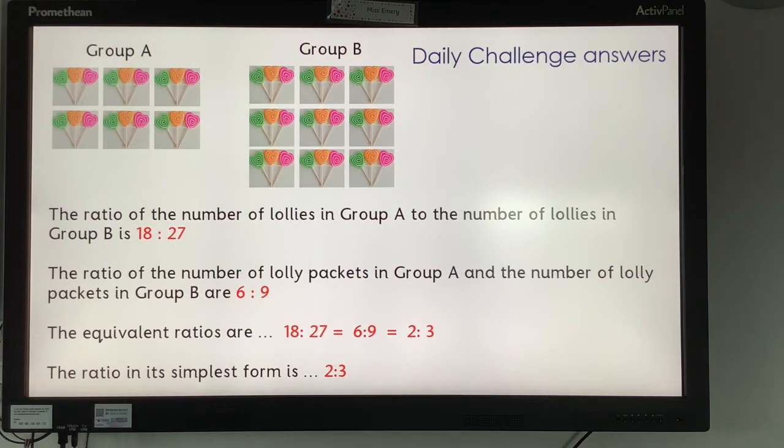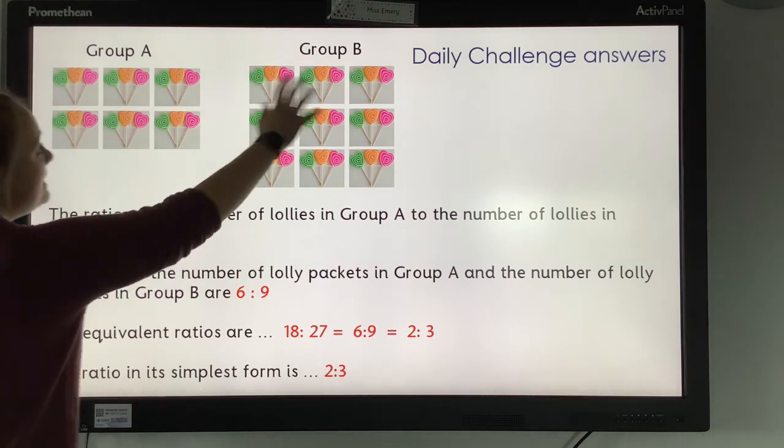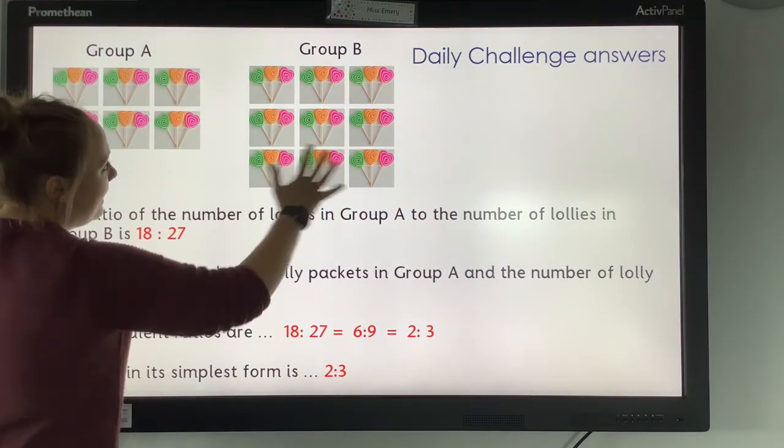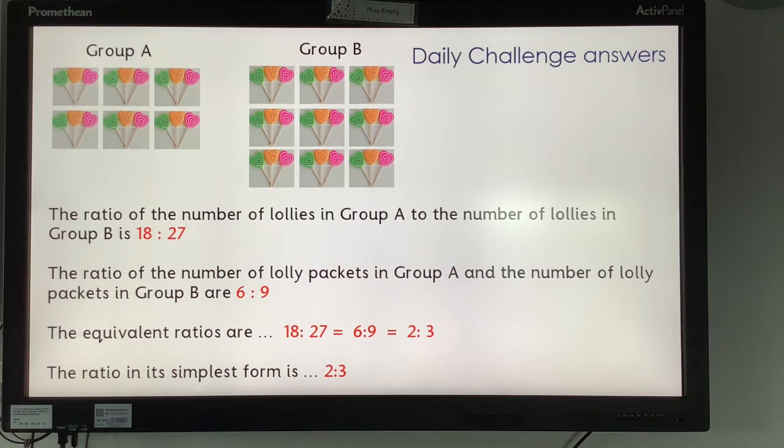Then for lollies, the ratio of the number of lollies in group A to the number of lollies in group B is 18 to 27 because there are 18 in group A and 27 in group B. The ratio of the number of lolly packets in group A to the number of lolly packets in group B is 6 to 9 because there are 6 packets and 9 packets. The equivalent ratios are 18 to 27 and 6 to 9. However, this one actually needed simplifying even further to find it in its simplest form.